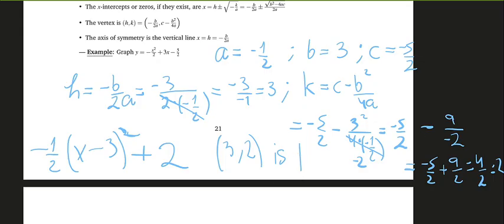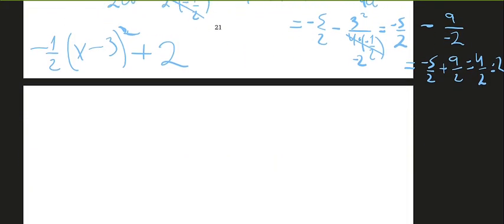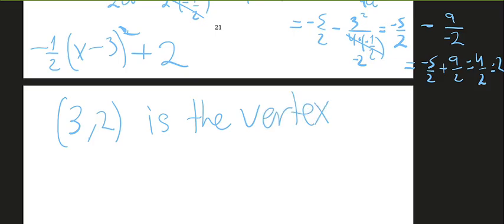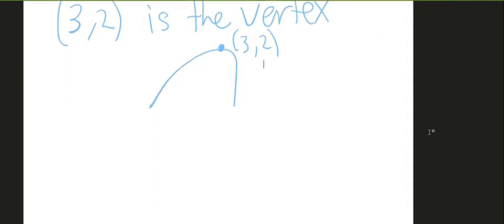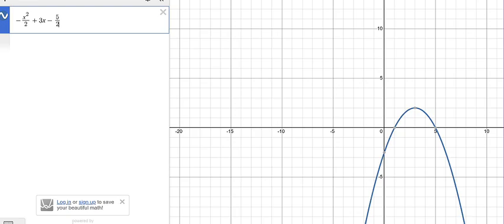Sorry, let me move down to the second page. (3, 2) is the vertex. In other words, if the graph looks like this, then that is indeed the (3, 2), the mountaintop, the peak. Okay, that's basically what we mean. You can also find the x-intercepts. So if you can see here, on Desmos, you can actually use the quad function or the vertex form, whichever you like, to find the roots.